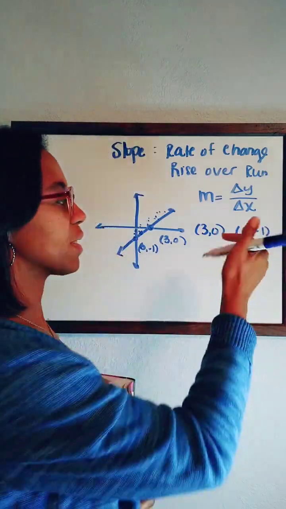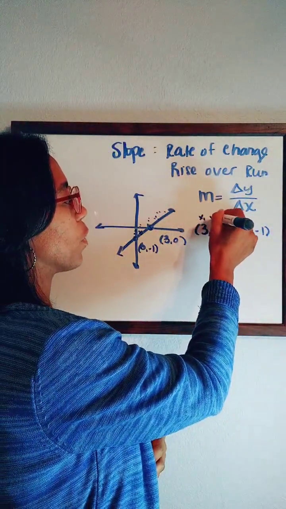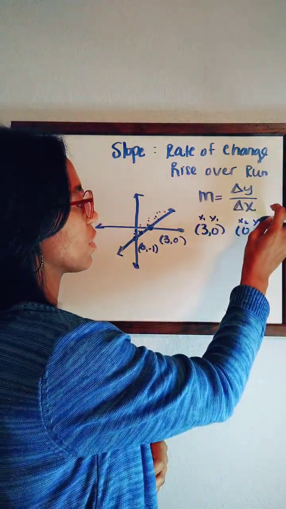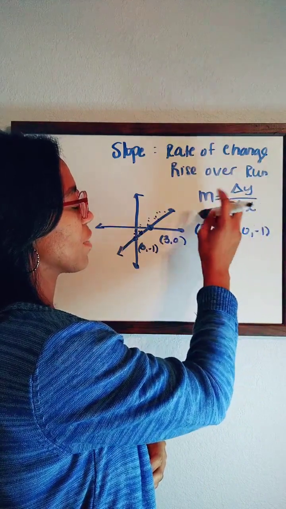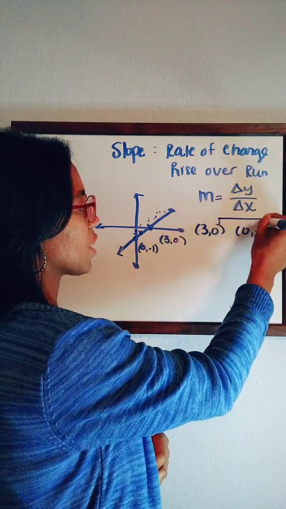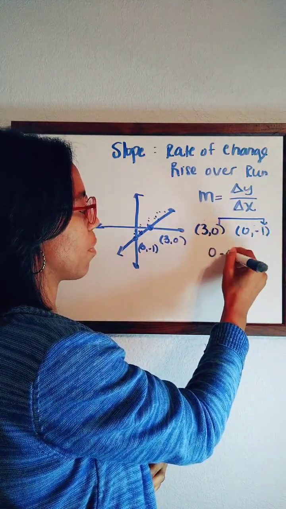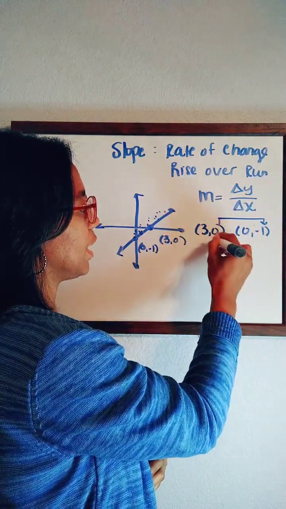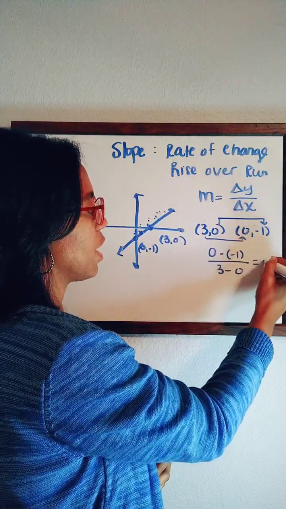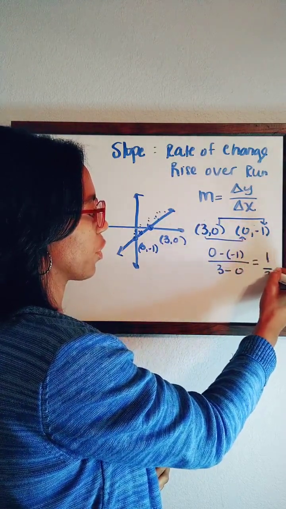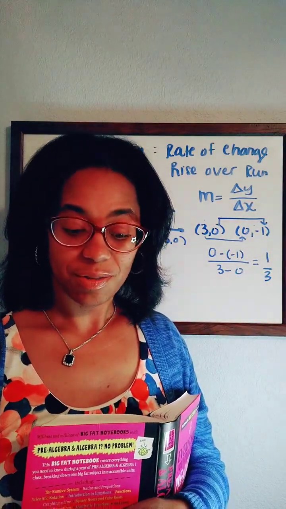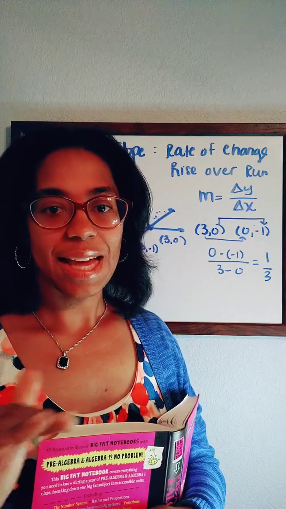And then you have to label x1, y1, x2, y2. And some people don't like that, which is fine because you don't have to go from here to here. You can actually say, well, what's my change in my y value? 0 minus -1, and my change over my x value, which is 3 minus 0. This would be 1 over 3. So my slope for this line would be 1/3. That simple.